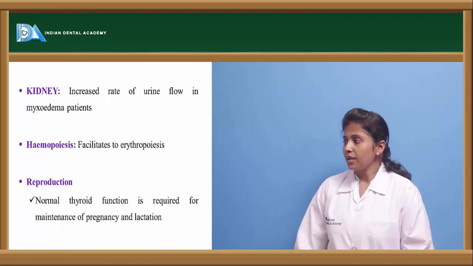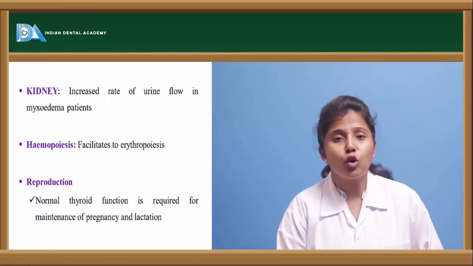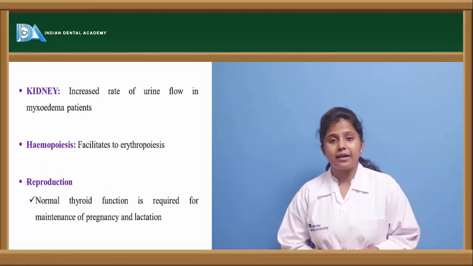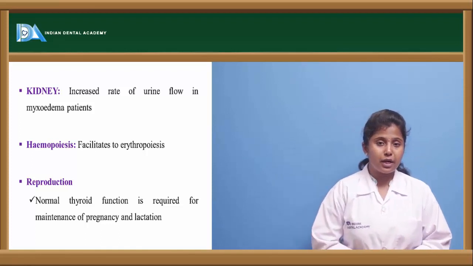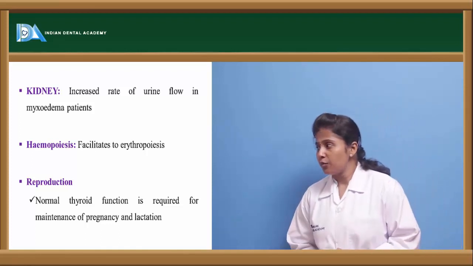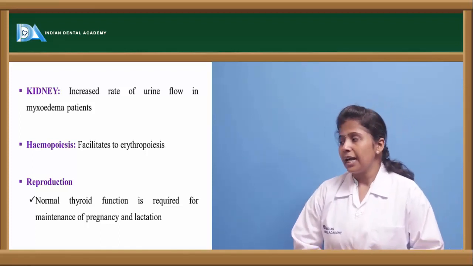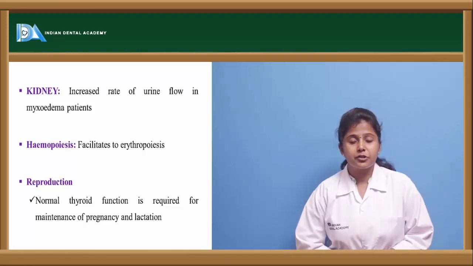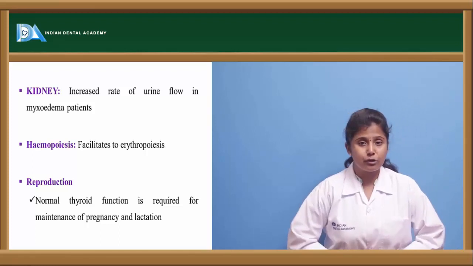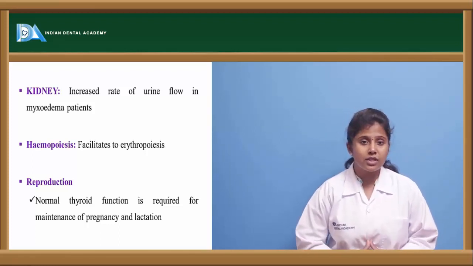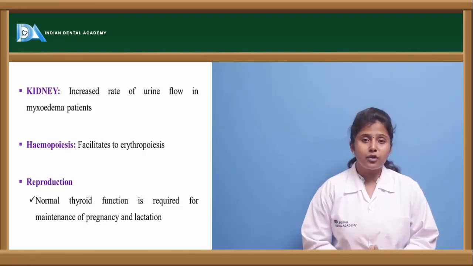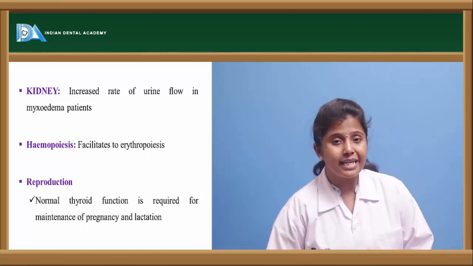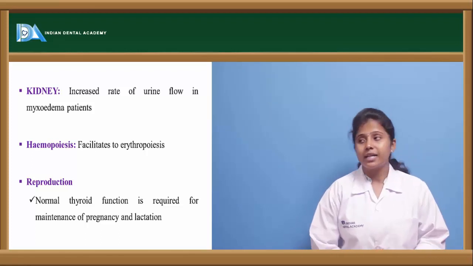In the kidney, it shows increased urine output. If a patient has overstimulation of the thyroid hormone, it leads to increased urine flow, as well as it facilitates erythropoiesis. So in the circulatory system, or in the blood, it aids in erythropoiesis. Erythropoiesis is the process by which the formation of red blood cells takes place. So this thyroid hormone aids in the formation of these red blood cells.